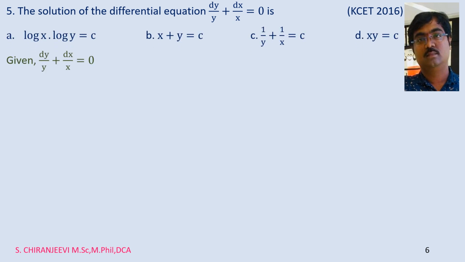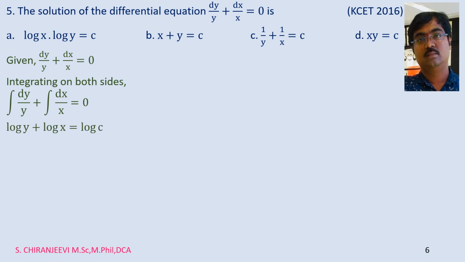So given equation dy by y plus dx by x equal to 0, which is in the form of variable separable method. Variable separable is nothing but taking y terms on one side and x terms on other side and integrating. So here integrating on both sides, this will become integral of dy by y plus integral dx by x equal to 0. Integral of dy by y is log y plus integral of dx by x is log x, and integral for a constant will be always log c.